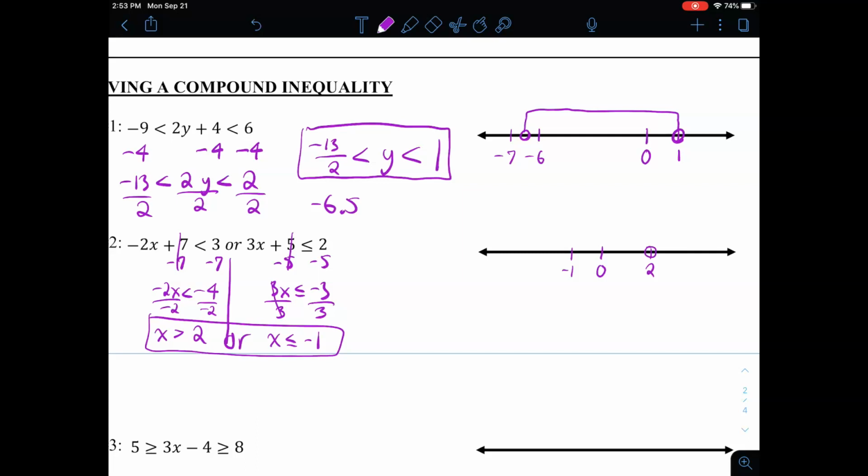Shaded to the right or to the left? Let's test 0, right? Is 0 greater than 2 or not? 0 is not greater than 2, so we're going to shade the opposite direction. We're going to shade away from 0.